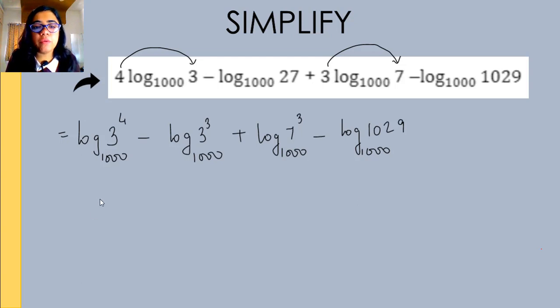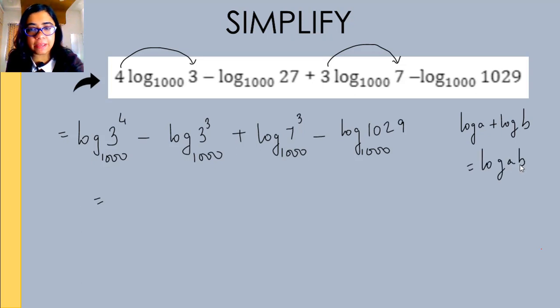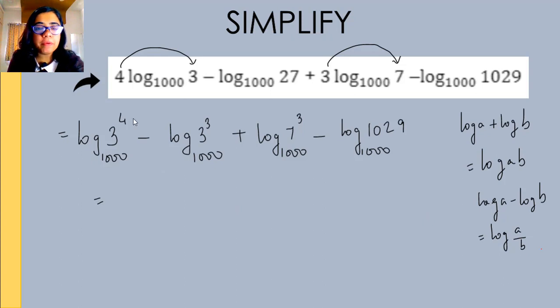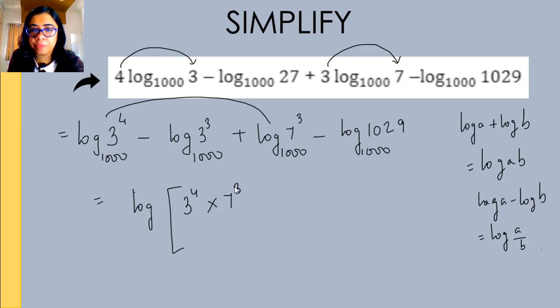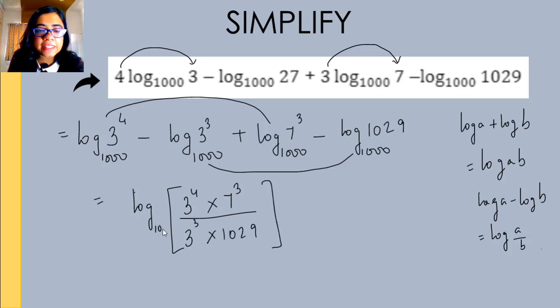Okay? Now what you can do is, wherever there is a plus sign, you will add them, you will multiply them, because log A plus log B is log AB. Similarly, log A minus log B is log of A by B. So यहाँ पे what you can do is, these two have a positive sign, so they will get multiplied. So you will have 3 raised to 4 into 7 cube. And these two have a minus sign, so they will get divided. So they will have upon 3 cube into 1029 to the base 1000.